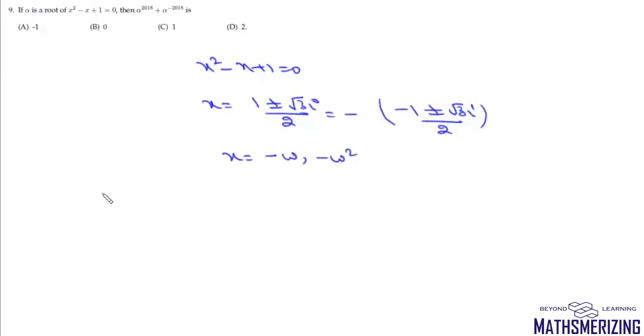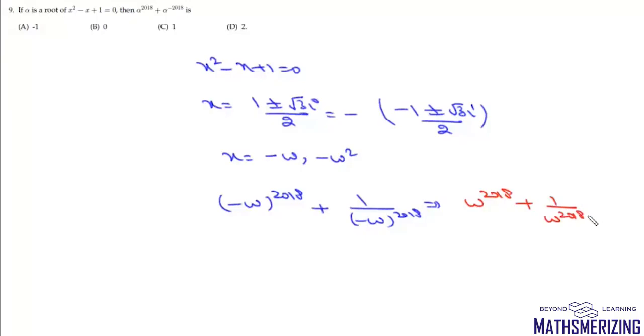So if we'll take x as minus omega, we'll get minus omega to the power 2018 plus 1 upon minus omega to the power 2018. So we'll write this as omega to the power 2018 plus 1 upon omega to the power 2018. Now 2018 when divided by 3 leaves the remainder 2. So we can write this as omega square plus 1 upon omega square, and 1 upon omega square is omega. Omega square plus omega is nothing but -1, and that is your option number A.